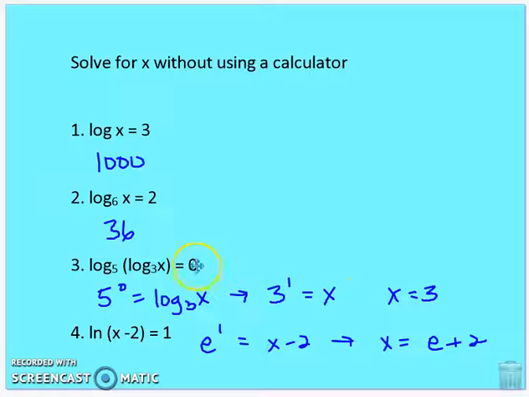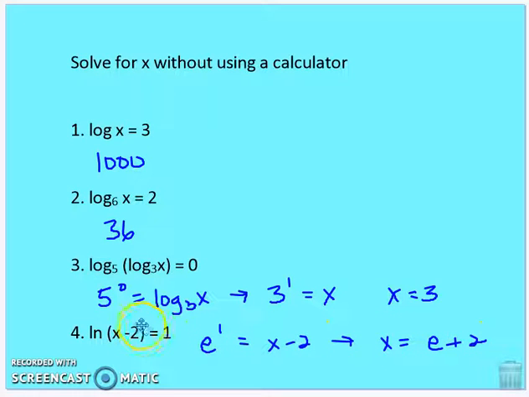And you'll see that as you start solving log equations, you'll need to convert back and forth between exponential and log form. That's what we did here in order to solve for x. And the fourth, natural log of (x minus 2) is equal to 1. Rewritten in exponential form, e to the power of 1 is equal to x minus 2. And then x is equal to e plus 2.